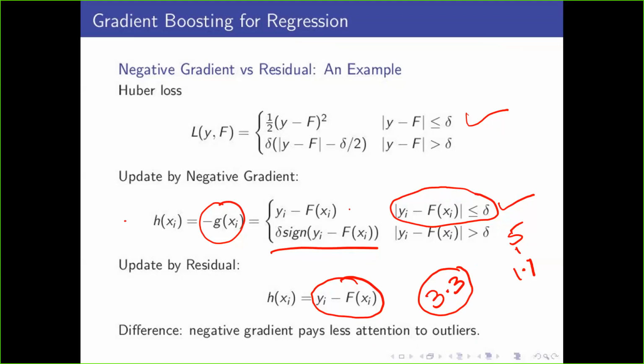So have you got that point? Why do we have to follow the concept of the gradient rather than the residual? Because the concept of the gradient pays less attention to the outliers as compared to the residual. So the residual is paying more attention to the outlier points. Got that now? Or shall I repeat it with an example?